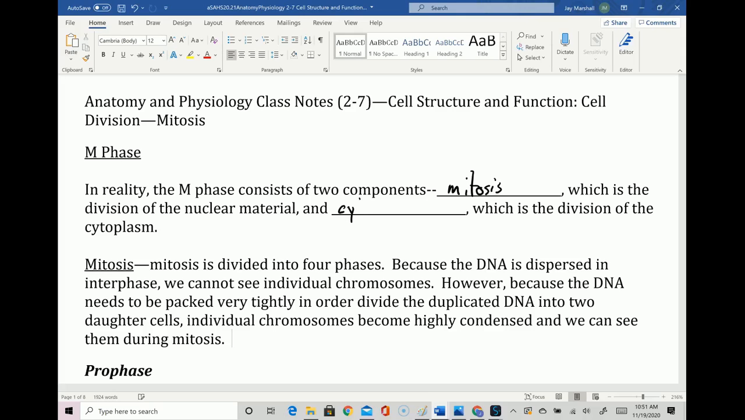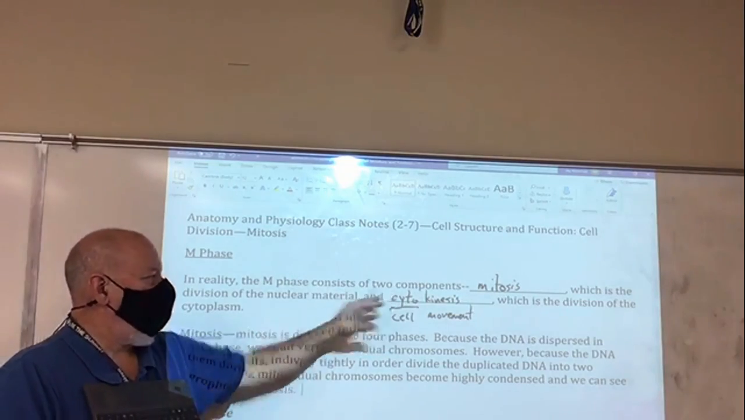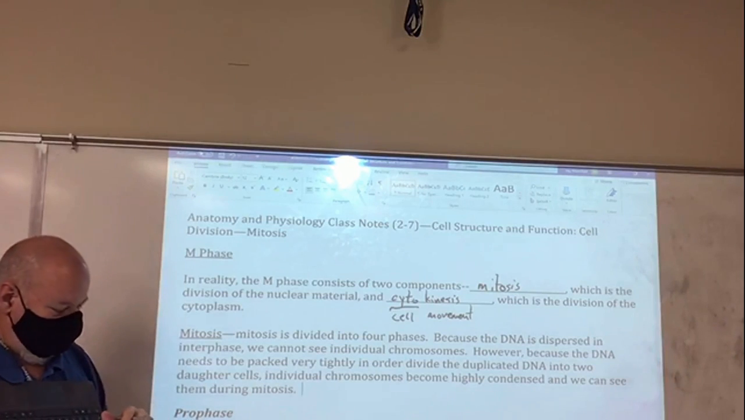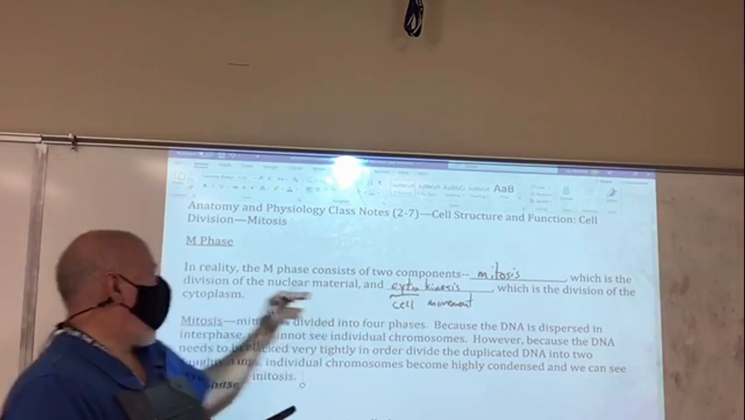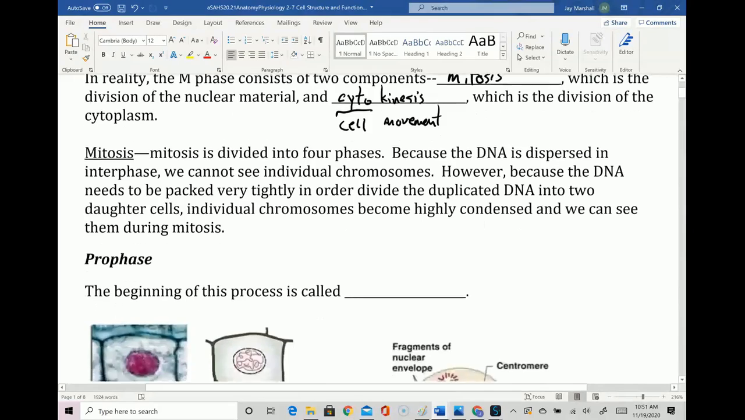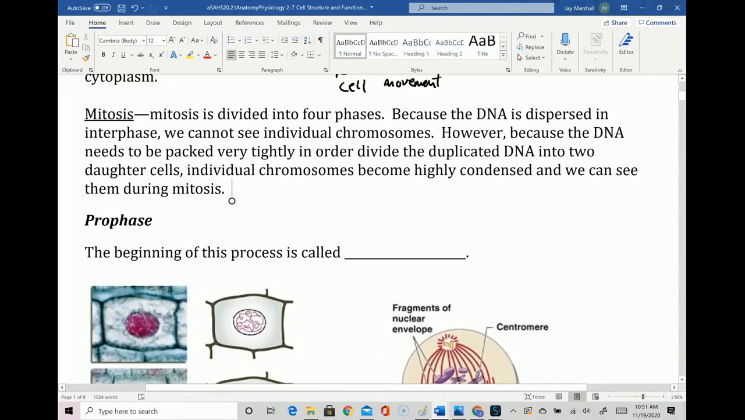Okay. The word cyto means cell, and kinesis simply means movement. So literally that term means cell movement, which isn't quite what we really mean, right? We mean division of the cytoplasm, but cytokinesis is not literally part of mitosis. It's the division of the cytoplasm. So we can say that these two things are part of the M phase, but cytokinesis is not really part of mitosis. Mitosis refers to the separation of the DNA material.